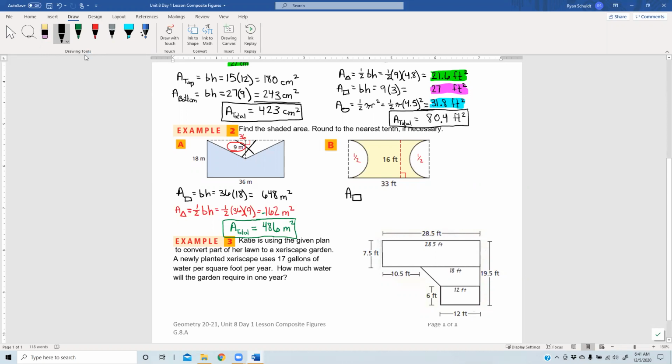Now in the middle here, it tells me across is 16. So that's going to be 16. That's going to be 16. So if we do base times height, that's going to be 33 times 16, which is 528 feet squared.